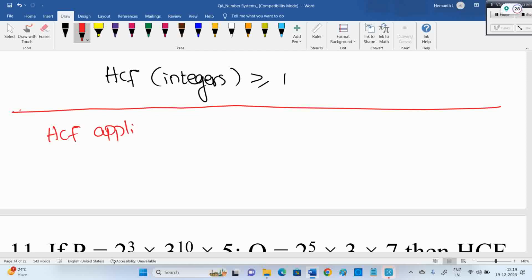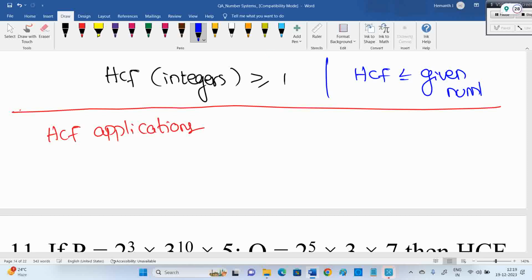So when you see in the question, one point already: you know HCF is less than or equal to the given numbers. Whatever the given numbers are, your HCF is less than that. So using that, at least we can decide whether to apply LCM or HCF.